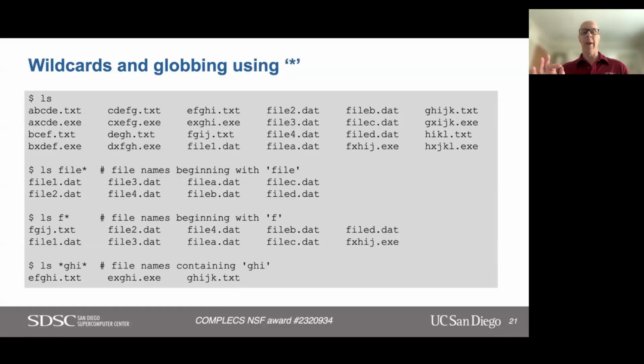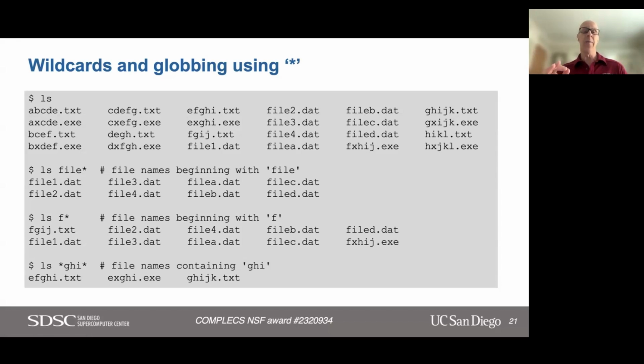So let's say we have a directory. We have about 20 files in there, with names such as abcde.txt, axcde.exe, and so on. And let's say that I want to list just particular files, where the file names follow certain patterns. So if I do an ls file star, this is going to give us all of the file names that begin with the string file, followed by any characters. So here we'll see file1.dat, file2.dat, and so on.